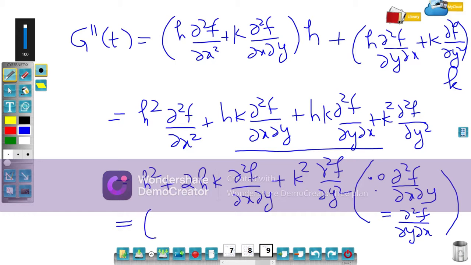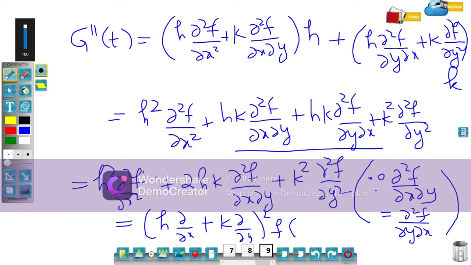So this is same as, here I have missed out something. What I have missed out while writing is this h square ∂²f/∂x². So this can be written as (h ∂/∂x plus k ∂/∂y) whole square f evaluated at that normal x comma y, so that is a plus th comma b plus tk. This is my g double dash t.